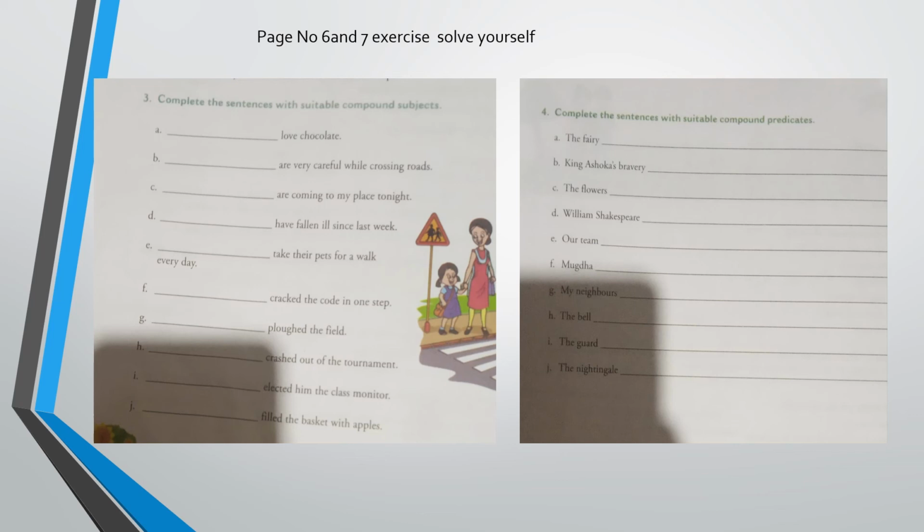In the same way, page number 7, exercise number 4: complete the sentence with a suitable compound predicate. So here you have to use a compound predicate. The fairy, as given here: the fairy is looking very beautiful and attractive. Is looking is the verb. Attractive and beautiful, that is the predicate. A combined predicate comes like this. You have to use the sentence carefully. Try to solve it yourself and complete all these exercises.